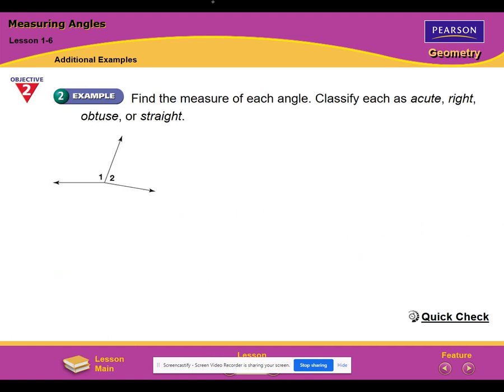This says find the measure of each angle, classify each as acute, right, obtuse, or straight. I'll give you a minute to investigate there. I think clearly angle 1 is obtuse. Angle 2 is a little bit harder to see, but if you look at it closely, I think you would agree that it's acute. It's less than 90 degrees. 90 degrees would cause perpendicular, and I think that would come out here just a little bit more.